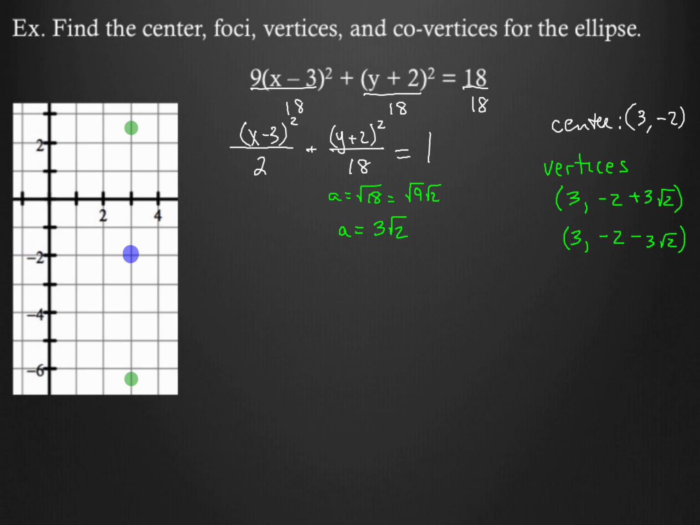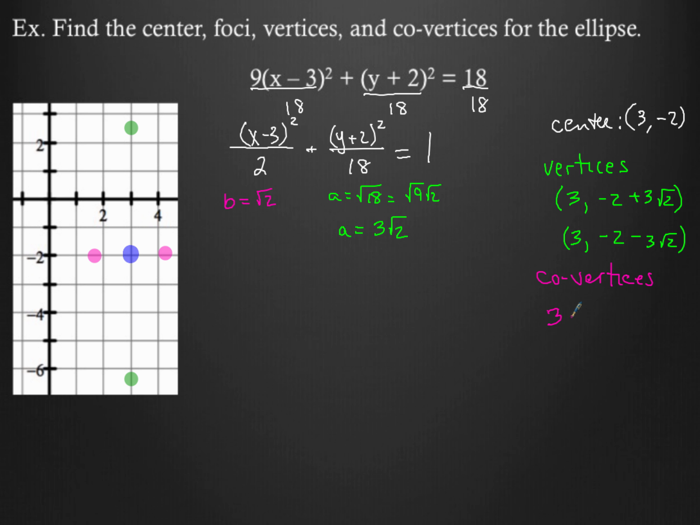Now for my co-vertices, I'm going to work with the 2, in this case b squared. So if b squared is 2, that means b is just going to be the square root of 2. Square root of 2 is a little bit more than 1, or less than 2. So from my center, I'm going to go a little bit more than 1 to the right, and a little bit more than 1 to the left. So that's where my co-vertices are.